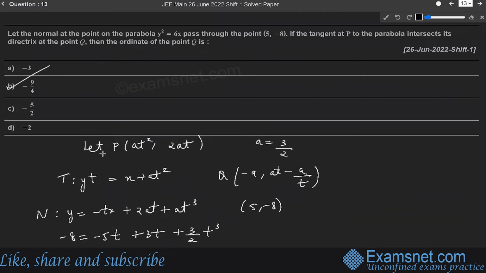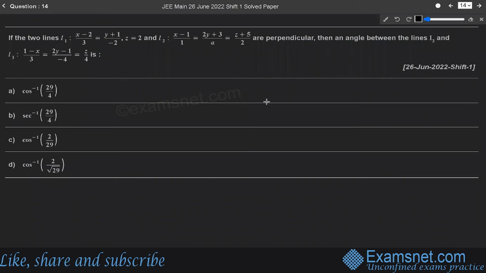I hope this question is clear to you. Next question is, if the two lines L1: (x - 2)/3 = (y + 1)/(-2) = z/2, and L2: (x - 1)/1 = (2y + 3)/a = (z + 5)/2 are perpendicular, then the angle between the lines L2 and L3, such that (1 - x)/3 = (2y - 1)/(-4) = z/4, is.